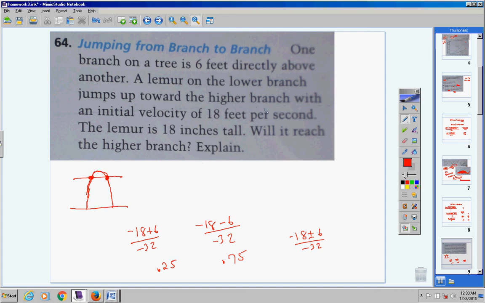In other words, does he have enough velocity? Did he jump high enough or hard enough? And the answer is yes, he did. Yes, because we're getting an answer right here. So the answer is yes.